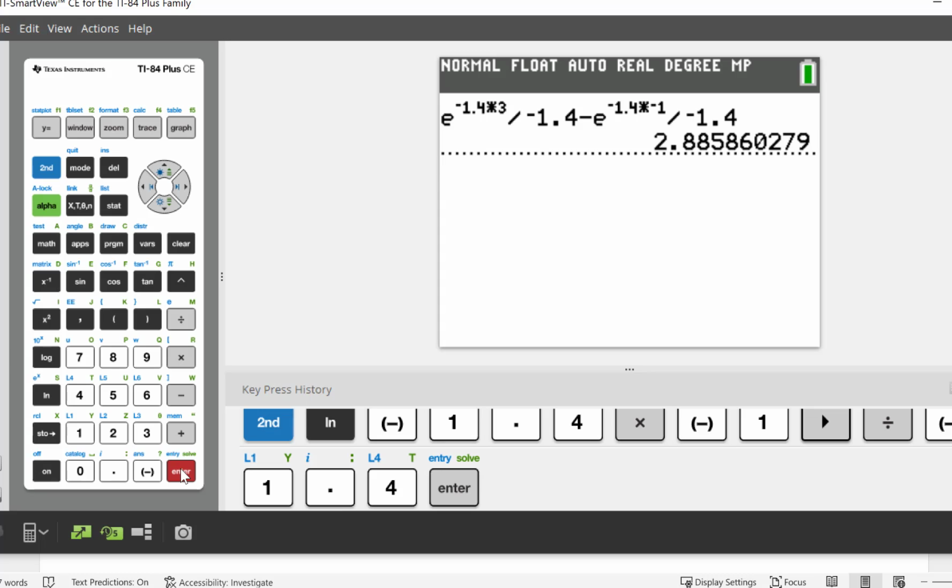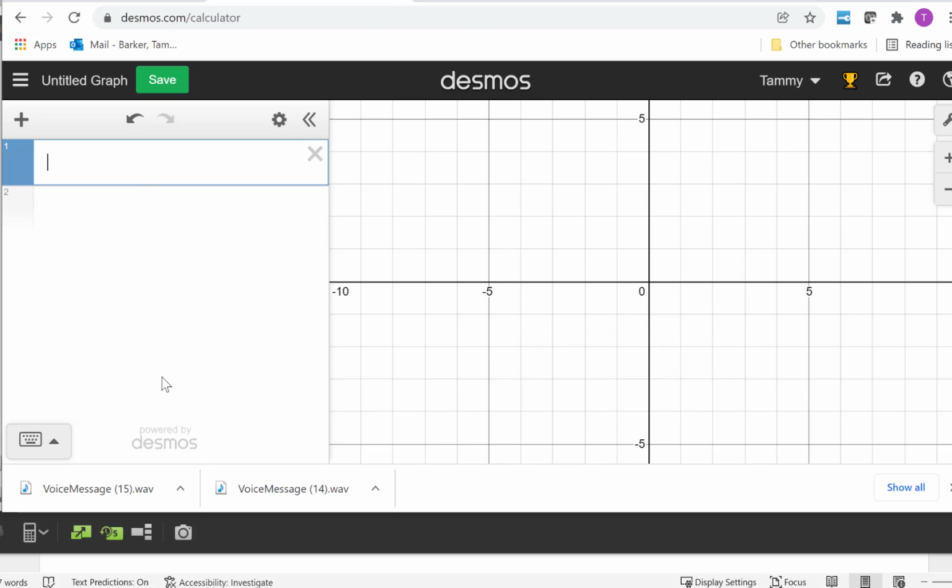Okay. We're going to call this 2.89. It was 2.88586, right? So let's just make that 2.89. Let's compare in Desmos. So in Desmos, if I start putting an E and I put in negative 1.4, and if I hit times 3, the 3 came down. So I need to go back and put parentheses.